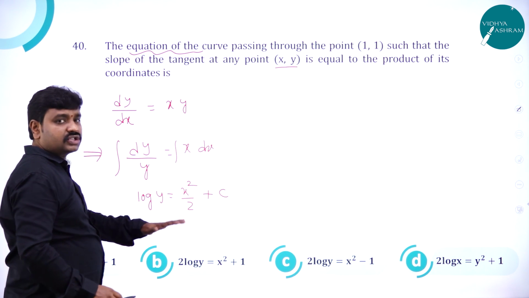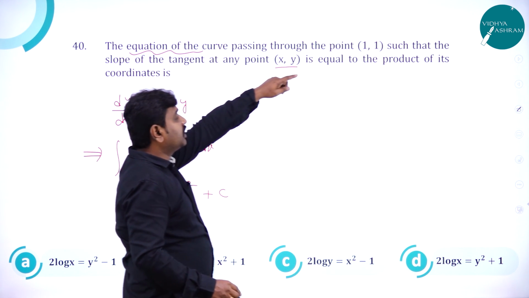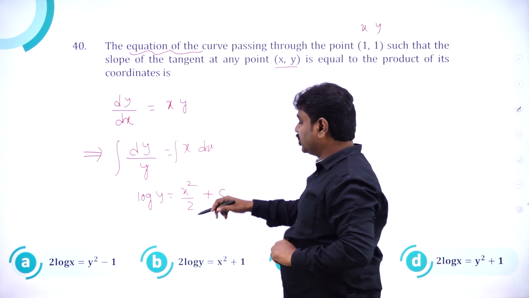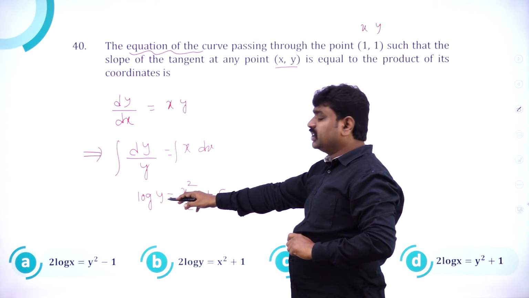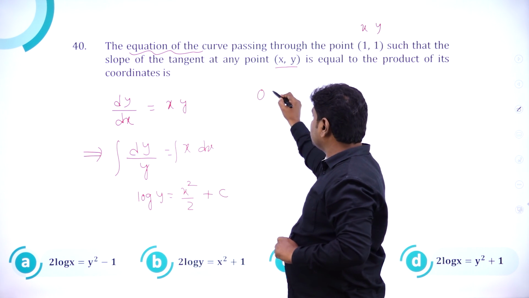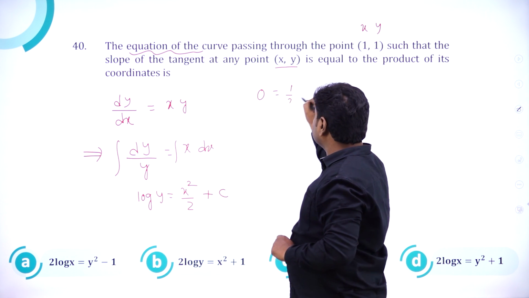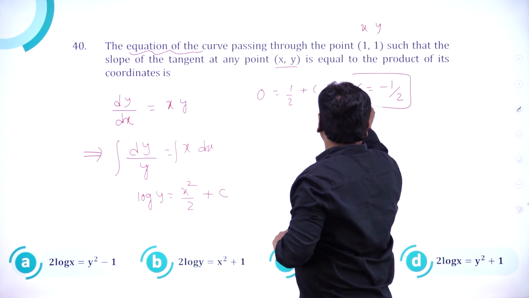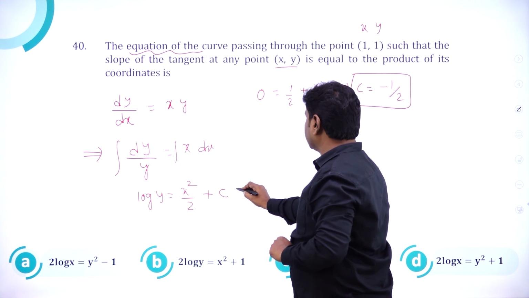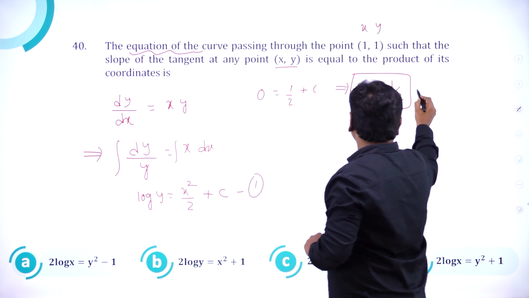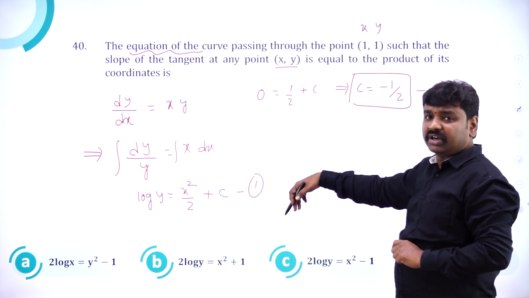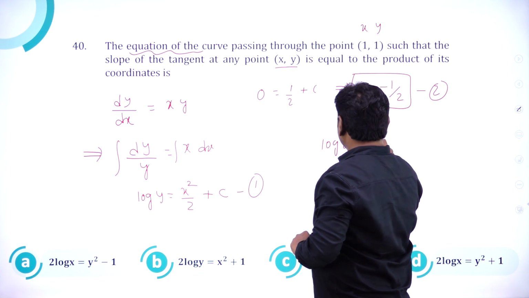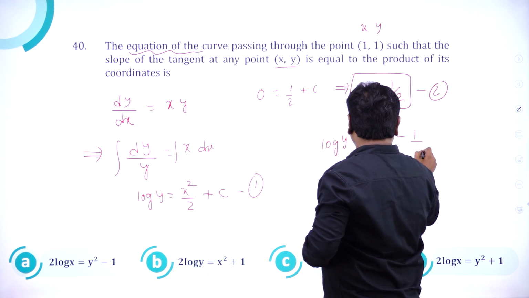Now this is a general solution, but they want it at 1 comma 1, so they give the x value and the y value. Write the particular solution. Put 1, 1 in place of x and y. Log 1 is 0, so log y becomes 0, and this becomes 1 by 2. So you will get c. What is c? Minus 1 by 2. After you get c, substitute in the equation. Putting the c value in the general solution gives the particular solution, that will be the answer. So log y is equal to x square by 2 minus 1 by 2.